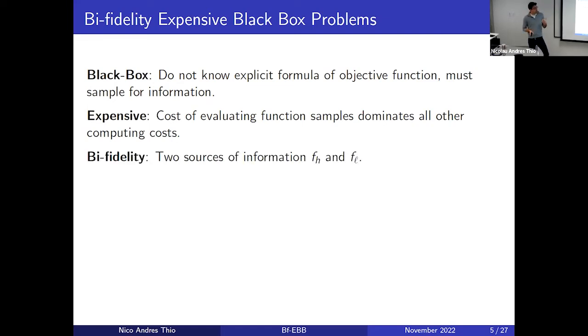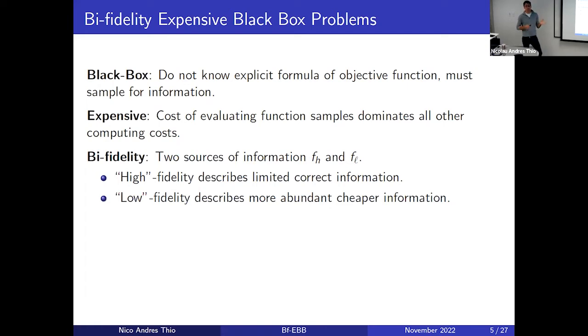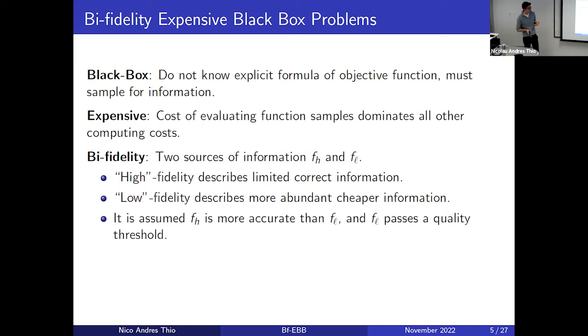And then when I say bi-fidelity, and I guess that's specific to me, I have two sources of information, which I'm labeling FH and FL. The high fidelity describes limited correct information. So this is my expensive black box, it's the truth. And then the low fidelity describes a second source, which is cheaper. So I've got more information, but it's less reliable. The key idea is that you assume the low fidelity source has some value to it. And so in the literature, what happens all the time is that people create techniques which integrate the two sources.